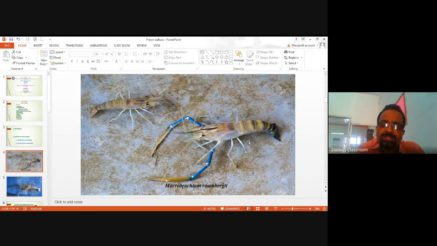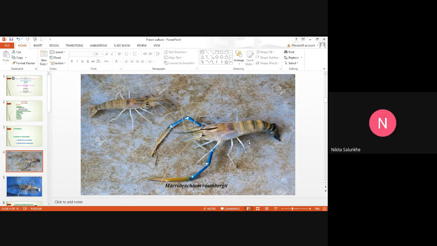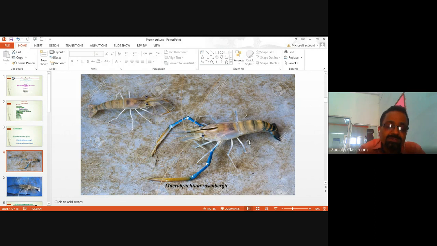What is the feeding habit of the prawn? What can you say about the feeding habit of prawn? What type of food does the prawn prefer? Omnivorous. It is omnivorous. Very good. It feeds on rotifers, nauplii of the crustaceans, tubifex worms, fish eggs, and so on.